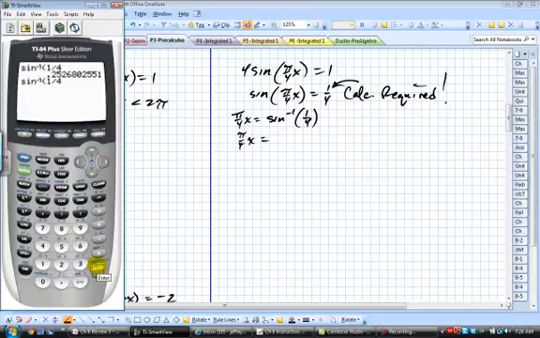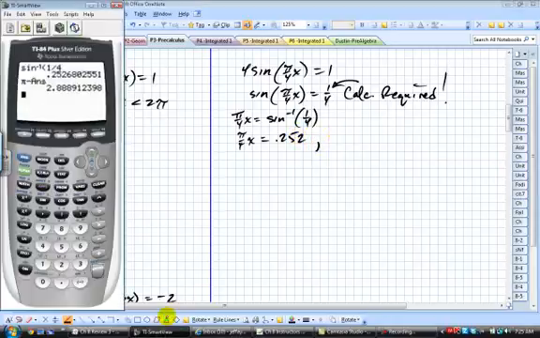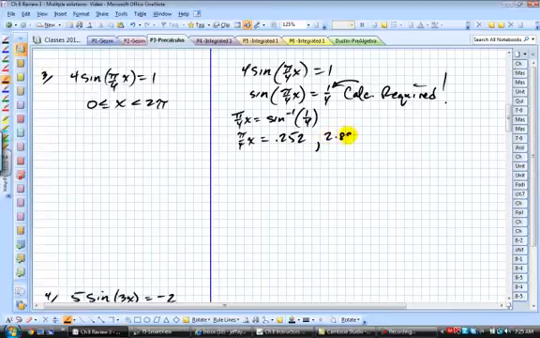Oh shoot, what happened there? Let's go ahead and clear that. Okay, I want pi minus my answer there. There we go. So this is quadrant 1 and there's quadrant 2. Let me write those down. I've got 0.252. That's my quadrant 1. My quadrant 2 was 2.889. Quadrant 2, I got pi minus the 0.252. That's how I did it.